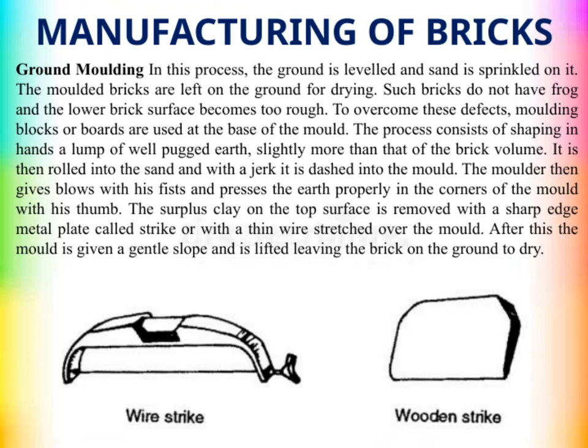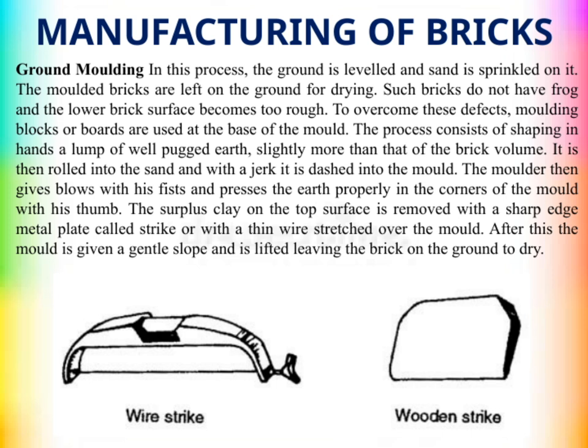In this slide, we're looking at the ground molding process, which is a crucial step in brick manufacturing. First, the ground is carefully leveled, creating a smooth, even surface. Then, a layer of sand is sprinkled over it to facilitate easy removal of the bricks later on. The molded bricks are then left on the ground to dry naturally.